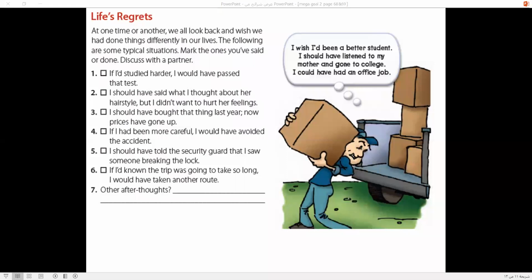1. If I'd studied harder, I would have passed that test. 2. I should have said what I thought about her hairstyle, but I didn't want to hurt her feelings. 3. I should have bought that thing last year. Now prices have gone up. 4. If I had been more careful, I would have avoided the accident. 5. I should have told the security guard that I saw someone breaking the lock. 6. If I'd known the trip was going to take so long, I would have taken another route. 7. Other afterthoughts?